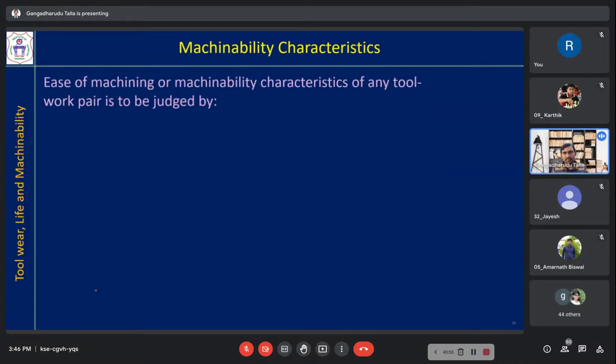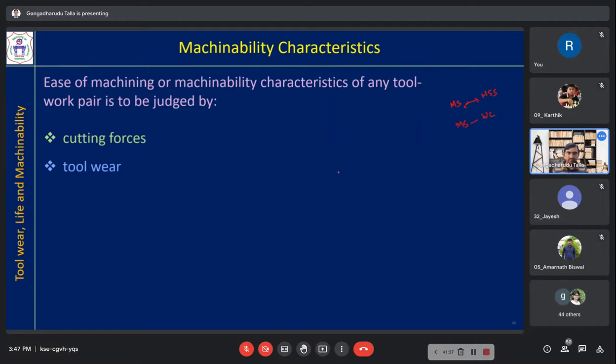Now, ease of machining or machinability characteristics of any tool and workpiece combination is judged by cutting forces. So you are considering a mild steel and an HSS tool. This combination is important. If you are machining mild steel with HSS, you may get good tool life. If you are machining mild steel with some carbide insert, let us say, you may not be getting good tool life, for example. So this combination also plays a role.